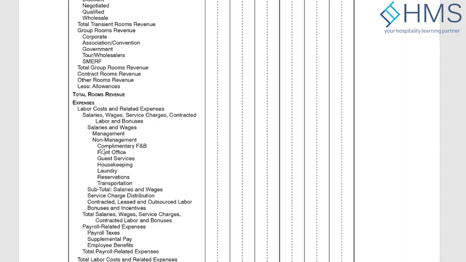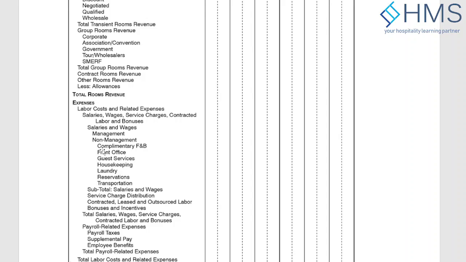So for rooms it is front office, guest services, housekeeping, laundry, reservations, transportation, and the complimentary F&B, if that is a separate department or separate people handling the complimentary F&B. For F&B department, it will be kitchen, preparations, stewarding. For the administrative and general, it will be finance, HR, general support. So these kind of functionalization.